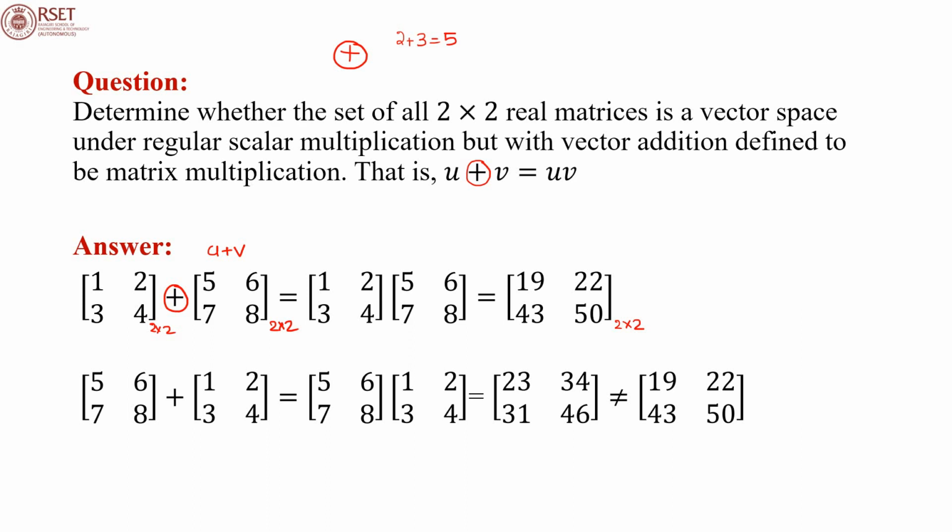We know matrix multiplication need not always be commutative. So here U plus V is 19, 22, 43, 50. But what is V plus U? It is 23, 34, 31, 46. So these two matrices are not equal. That is, U plus V is not equal to V plus U. So this set of matrices under this vector addition does not satisfy the commutative law for addition. So we can say that the given set of 2 by 2 matrices under the given vector addition and scalar multiplication is not a vector space.